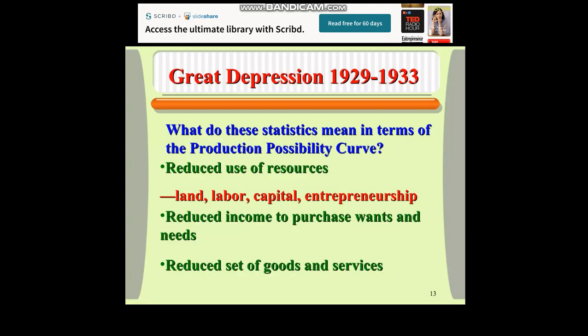Great Depression, 1929 to 1933. What do these statistics mean in terms of the production possibility curve? Reduced use of resources: land, labor, capital, entrepreneurship. Reduced income to purchase wants and needs. Reduced set of goods and services.